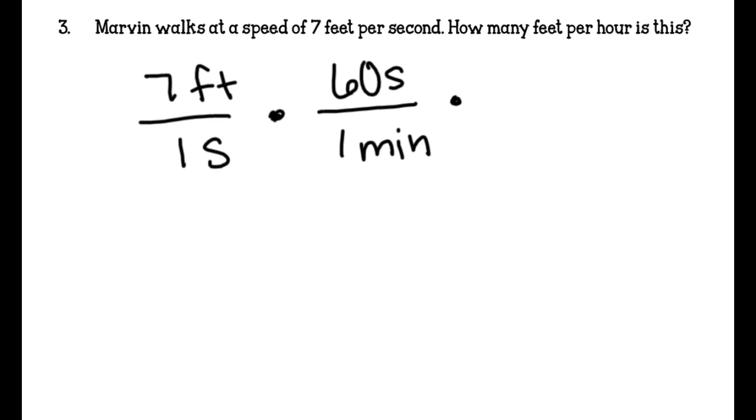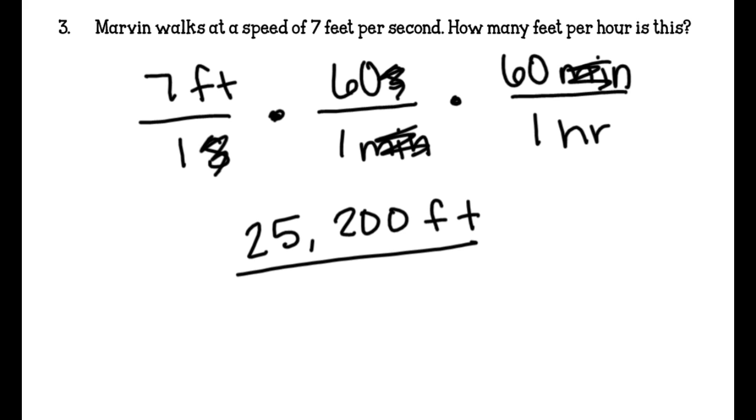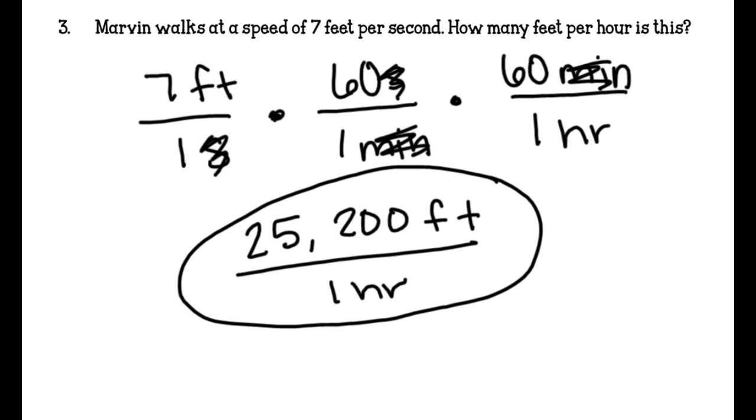And then to get it from minutes to hours, there are 60 minutes in every 1 hour. So this is taking seconds and seconds and canceling them out, and minutes canceling them out. So it leaves me with feet per hour. So then I multiply straight across. 7 times 60 times 60 is 25,200 feet per 1 hour. And I circle it. And that's my answer.